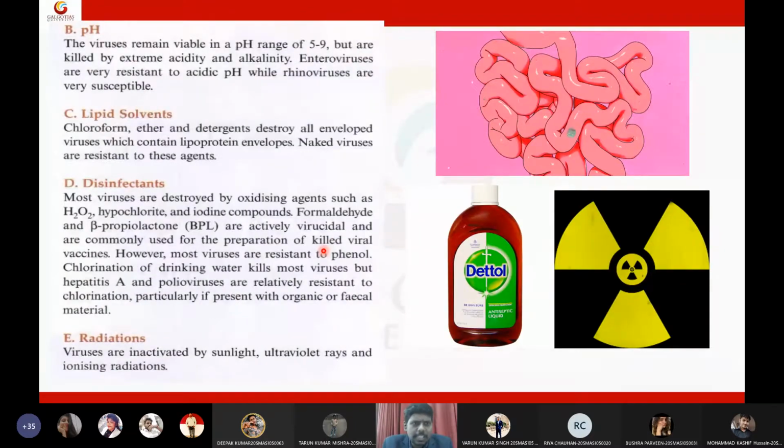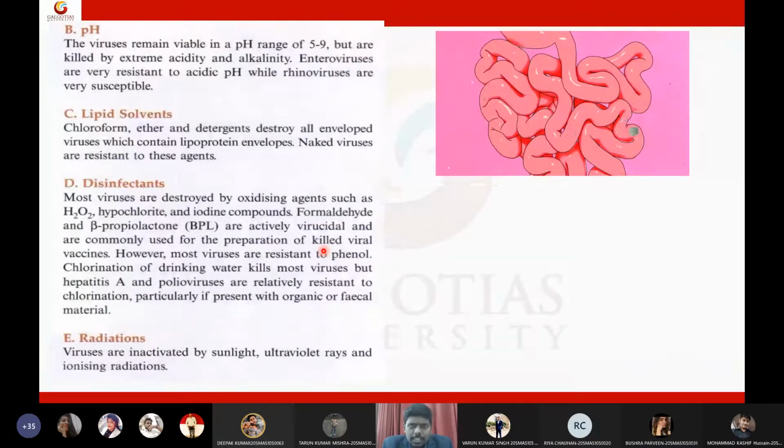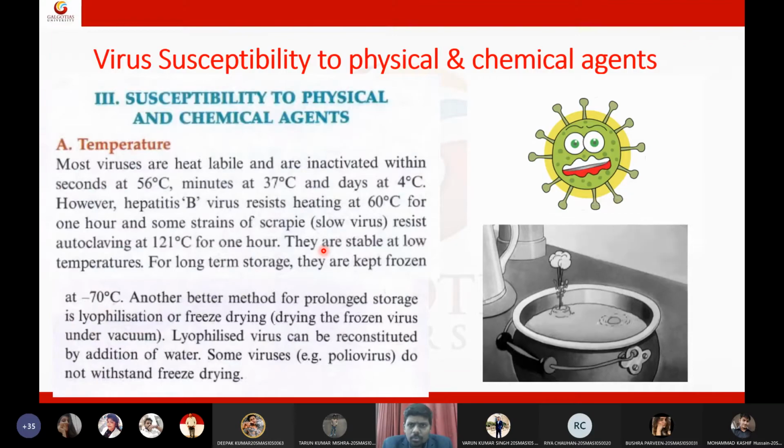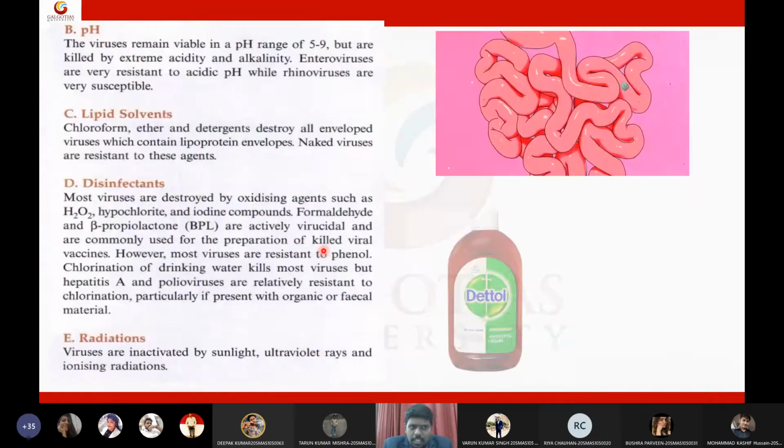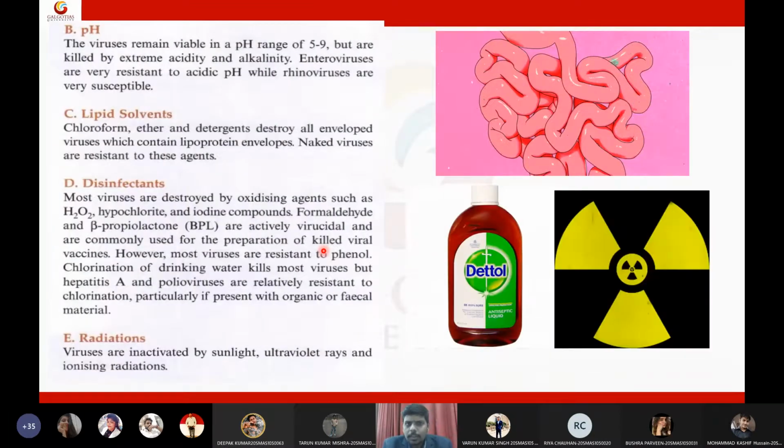So these are the susceptibility and resistance of viruses. Viruses are susceptible to physical and chemical agents such as temperature, pH, lipid solvents, disinfectants, and radiations. Okay, why did I discuss this? Because we need to know how to prevent viral infection. We need to know what measures we can use to kill the virus.